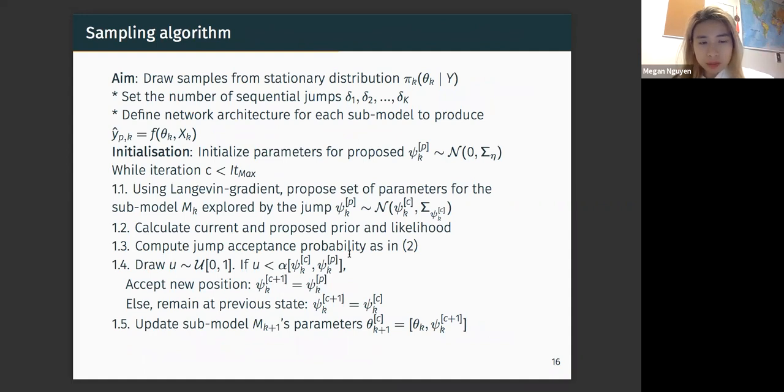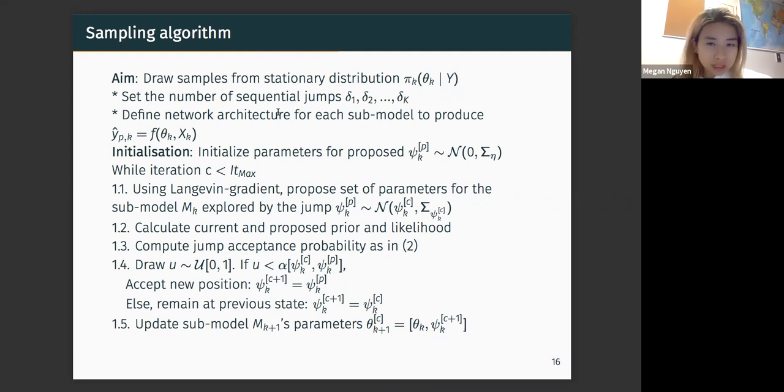So now that we have introduced the two big components in the algorithm, this is a quick summary of the sampling algorithm. The aim here is that we can draw samples from the distribution of our set of submodels. Our final goal is the big model that includes all of the potential submodels, and so we're going to try to see if we can train the sequential jumps. That's why the first step is to set the number of sequential jumps. For example, if we have three submodels that we want to explore, the number of jumps we have is two. And then we obviously need to define the network architecture, meaning that we need to figure out the number of input neurons, hidden neurons and output neurons.